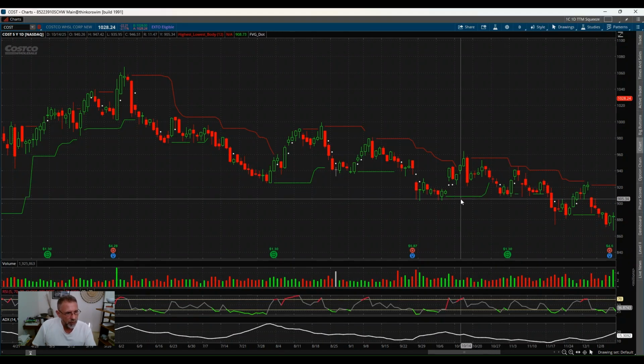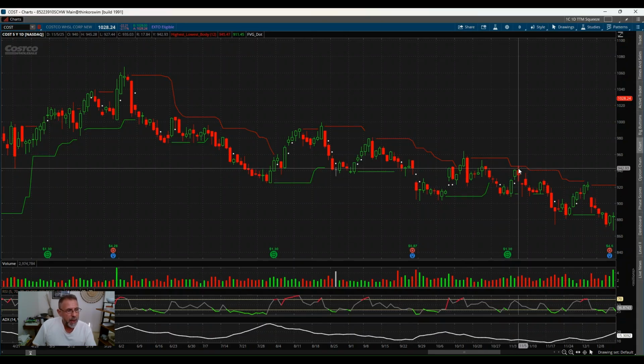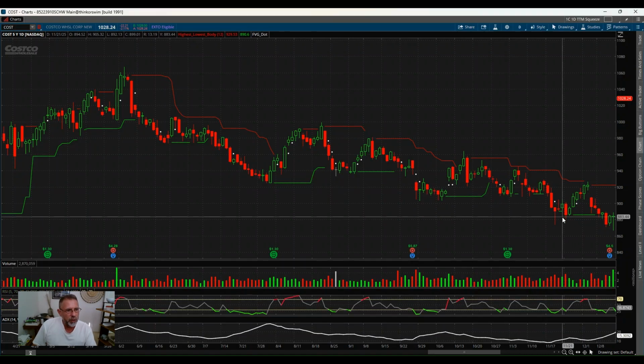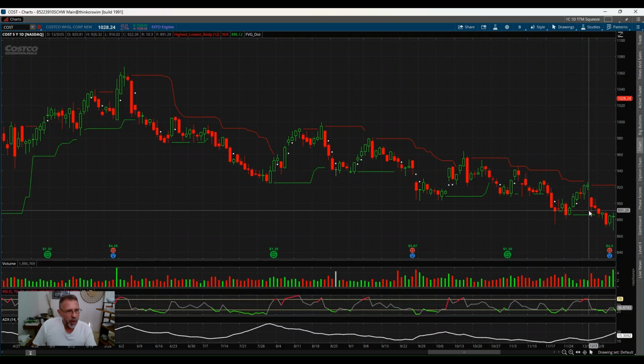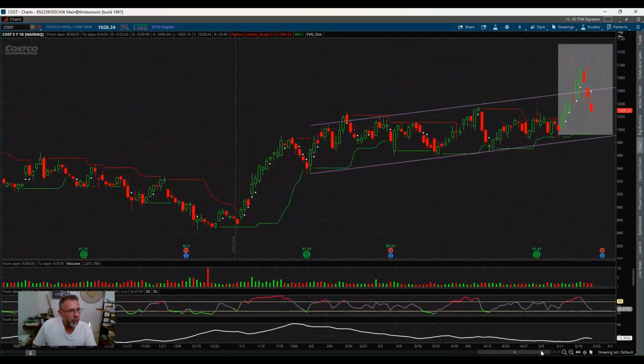Now it went to this line, which had expired because 12 periods had already run out. But that's exactly where it found support. Came back up, and look at that. That's incredible. Didn't quite get to the body high, but it got within pennies. Found support. Then it crashed through. Found a new bottom, and then what did it do? It came back up and found the highest body high of the last 12 sessions. And you see this over and over and over again.